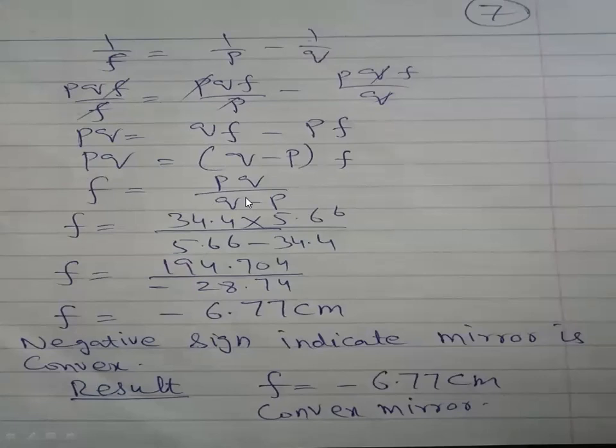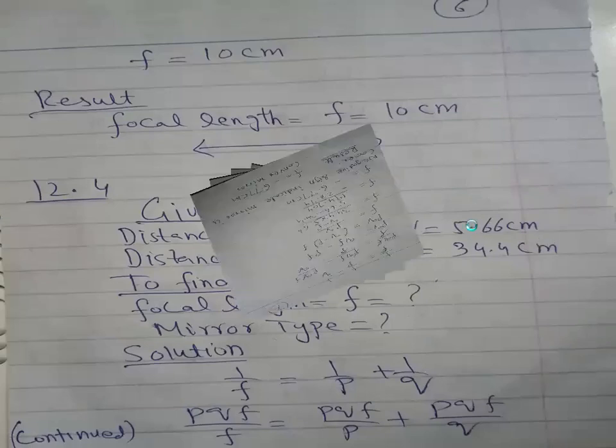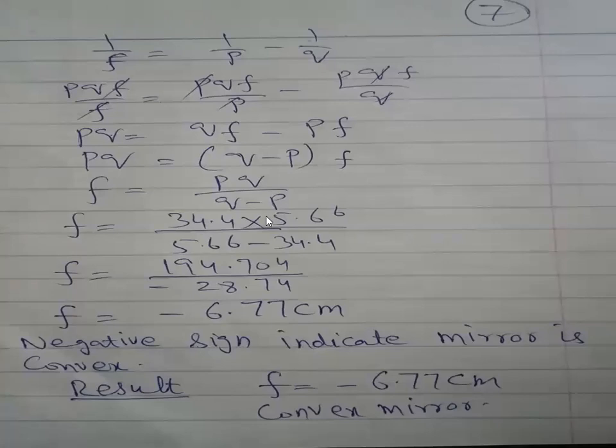Just put in the values. P is 34.4 and q is 5.66. So q, 5.66, minus p, 34.4. If you multiply, you will get 194.704, and if you subtract, you will get minus 28.74. Our focal length comes out with a negative sign: f is minus 6.77 centimeters.